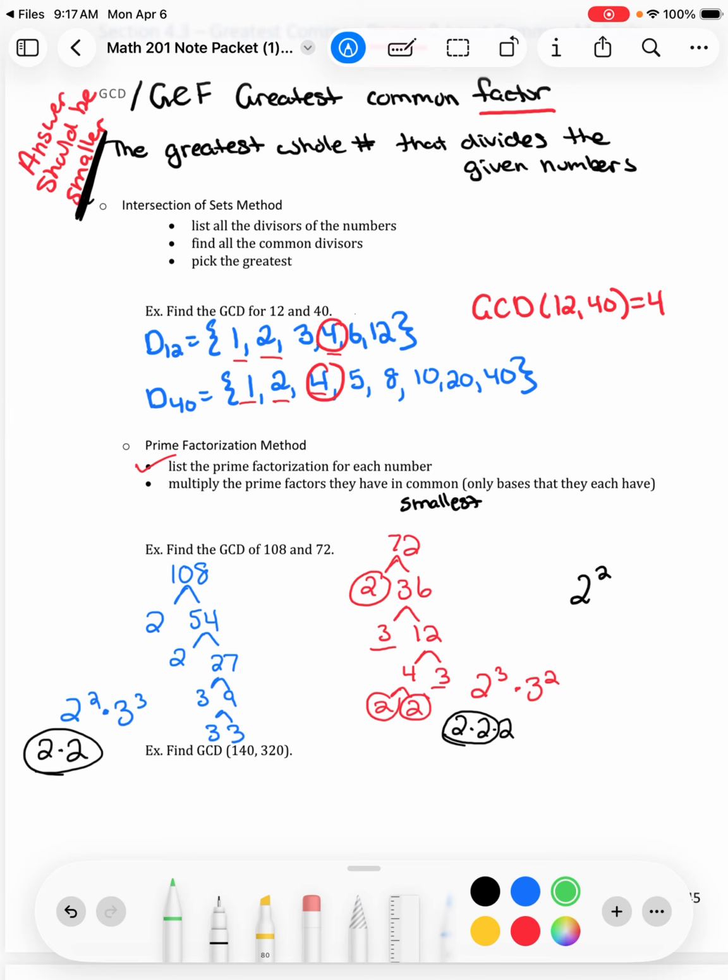Same thing for 3s. We're going to look for that smallest exponent. That is because we need what they both have in common. They both have 3 times 3. They don't have 3 times 3 times 3. So they both have a 3 squared. And then I can multiply 2 squared times 3 squared to get 36. So the GCD of 108 and 72 is equal to 36.